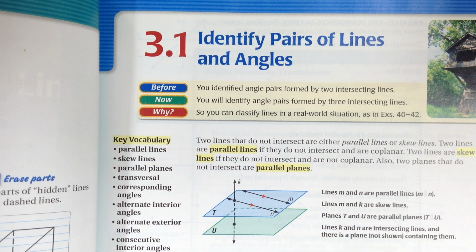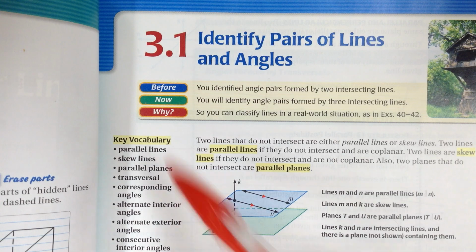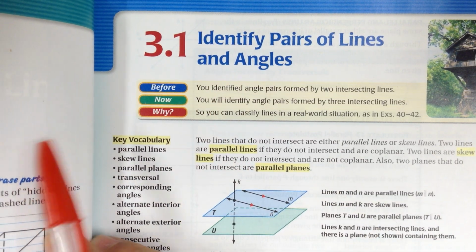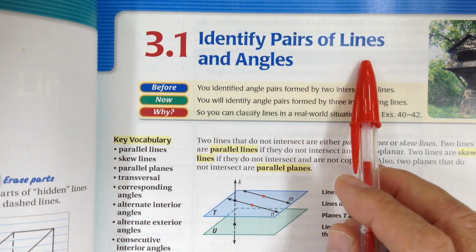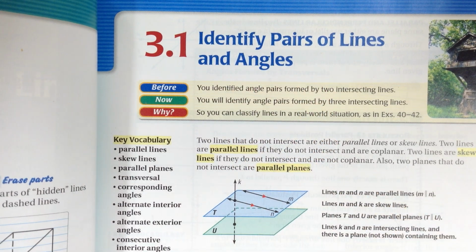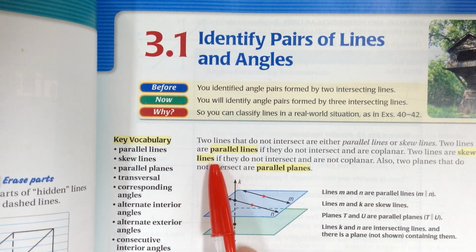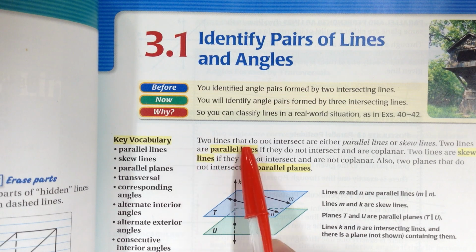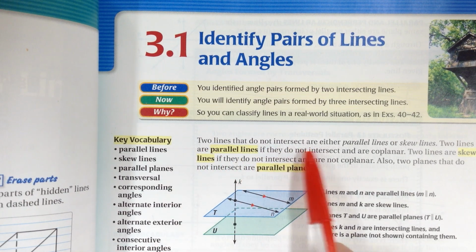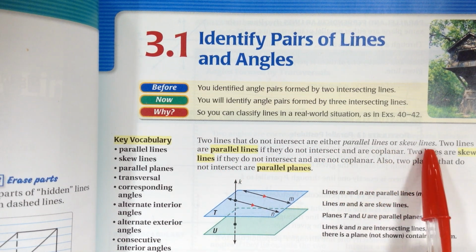Let's go to page 147, and this is lesson 3.1. This lesson is about identifying pairs of lines and angles. So let's go to the paragraph. It says two lines that do not intersect are either parallel lines or skew lines.